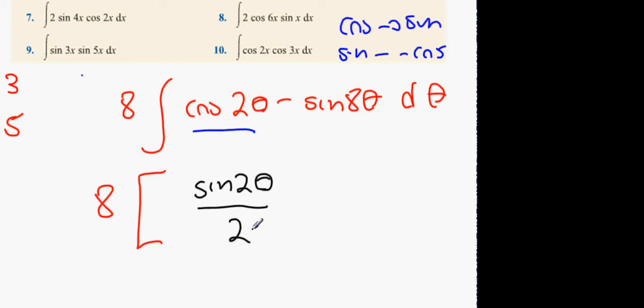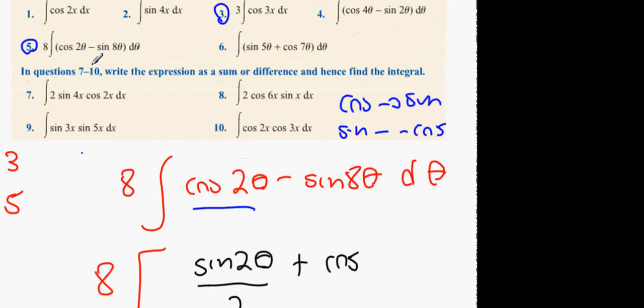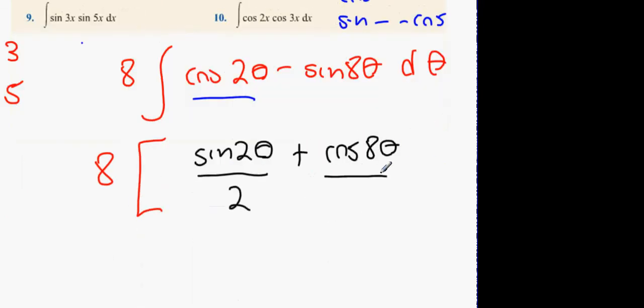By a half. What about this one here? Sine turns into minus cos. What's minus minus? Plus. So we might as well just put in a plus cos. Okay? Now, cos what? Cos 8 theta. And what do we divide that by, Simon? 8. Okay? And what you can do then is you can have your plus c at the end.